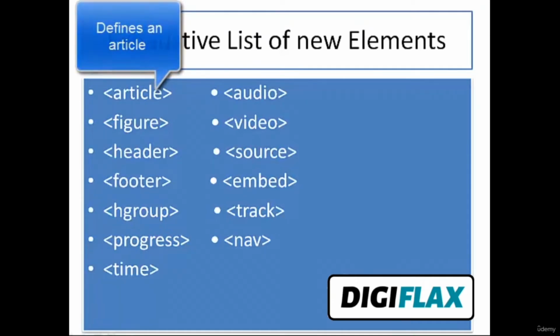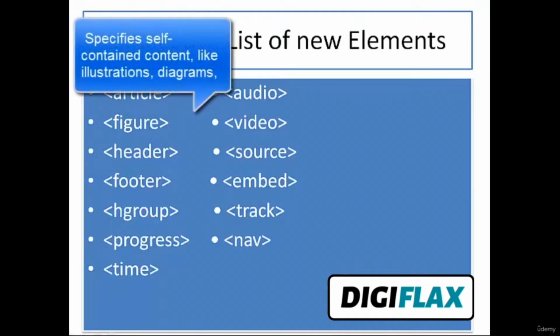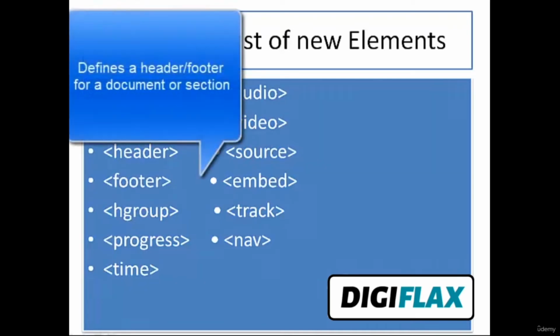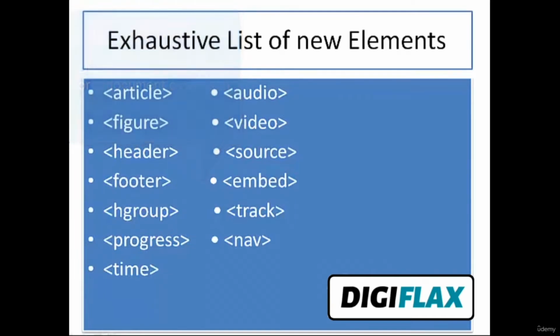Next is the figure. Figure specifies self-contained content like illustrations, diagrams, and photos. Then come header and footer. As we know, a document is logically divided into header and footer, and in between header and footer comes the content. So header defines a header for a document or section. Likewise, footer defines a footer for a document or section. Then comes the hgroup tag. It represents logically grouped headings like H1 to H6 headings.